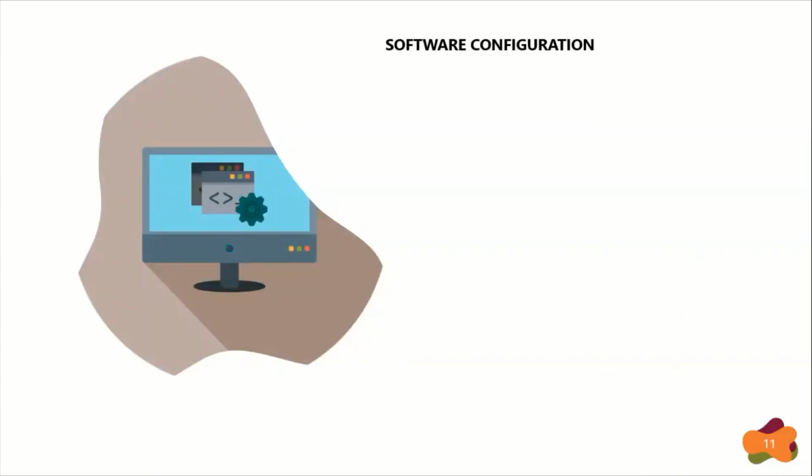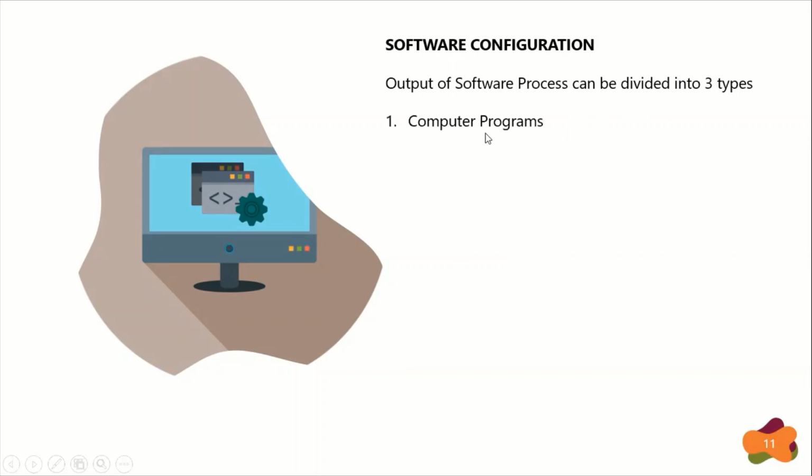Software configuration. The output of a software process is information that can be divided into three types. Number one, computer programs, which can be source level or executable level. Number two, documents that are used to describe the programs to technical users as well as normal users. And third is data, which can be contained inside the program or external.